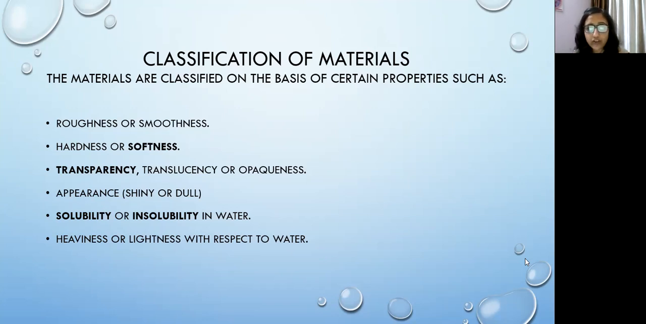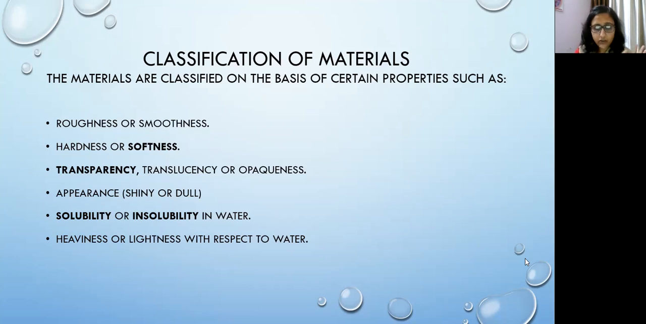chapter. Okay, so the first one is roughness or smoothness. The second property which we are going to learn is hardness or softness. Third one is transparency, translucency, or opaqueness. The fourth property is appearance, shiny or dull. So I'll be explaining these properties one by one. I'm just reading these for now. Solubility or insolubility in water, heaviness or lightness with respect to water. Okay, so these properties we are going to learn, and we learn to classify the objects based on these properties.